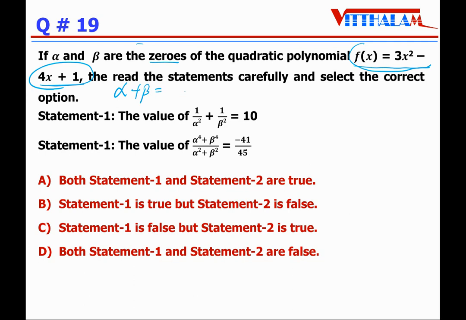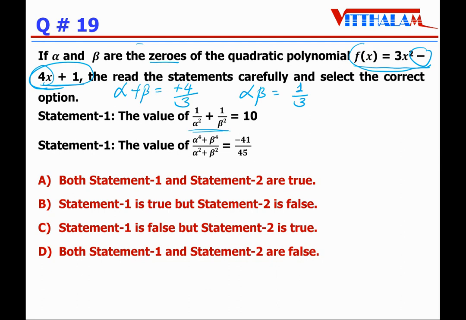So sum of zeros equals −b/a. So minus b means minus 4; coefficient of x is −4, and outside is minus, therefore it becomes plus 4, divided by a, which is 3, so it is 4/3. Product αβ is c/a, that is 1/a, a is 3, so αβ is 1/3.